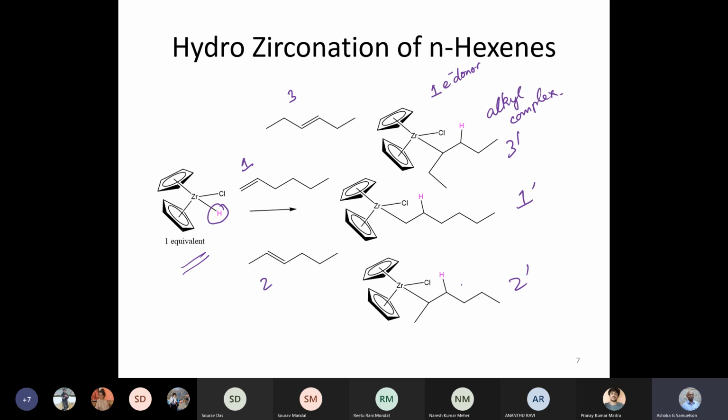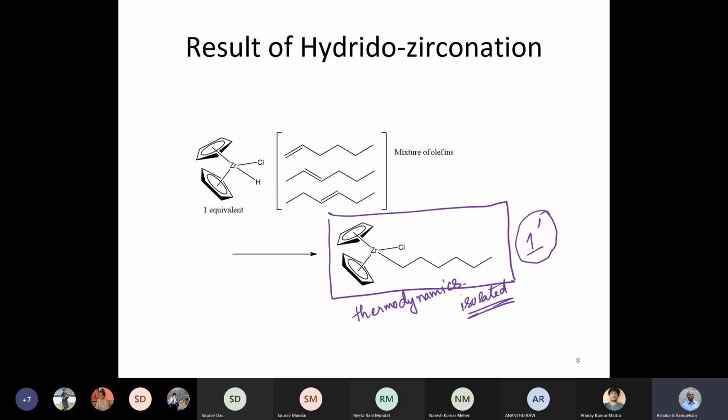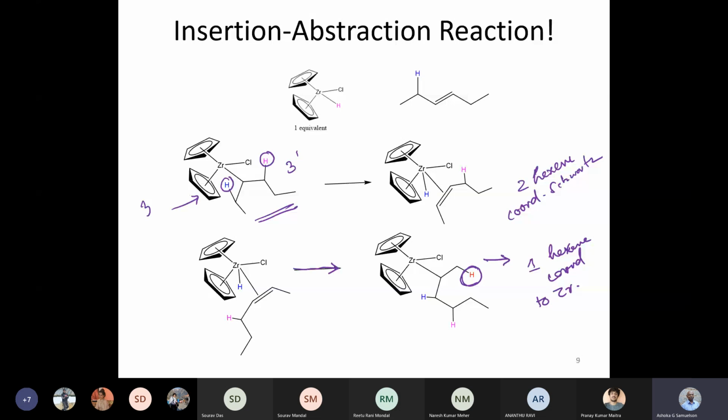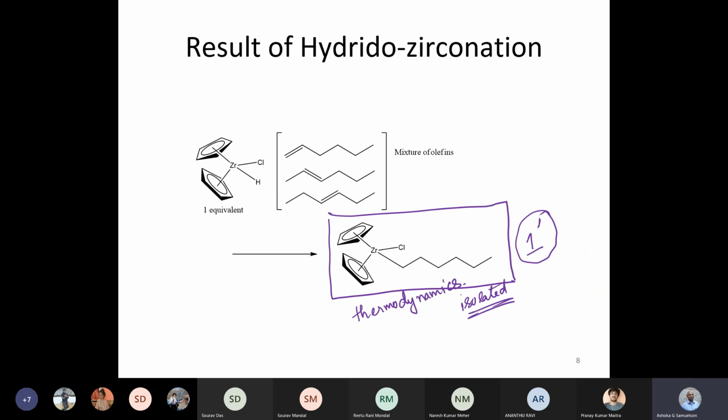So kinetically, you would have observed these 3 compounds. This would have been the first step, but subsequently isomerization would have happened, and the isomerization is basically a series of insertion and abstraction reactions, which leads to the final product, which is 1'.